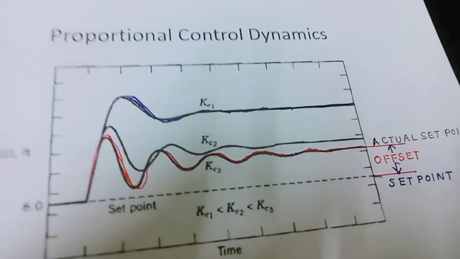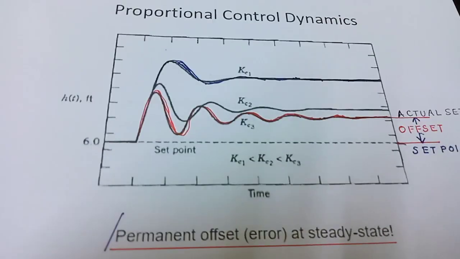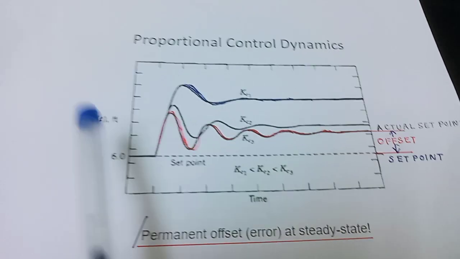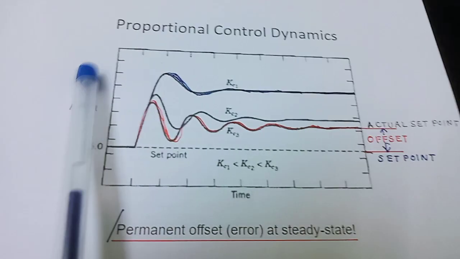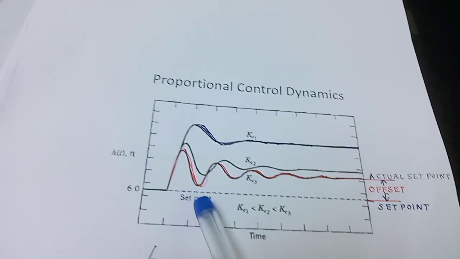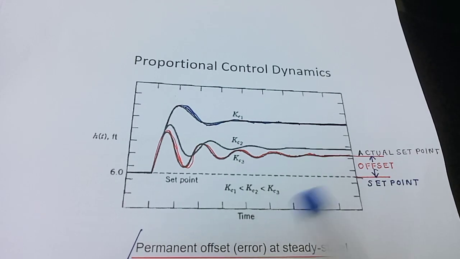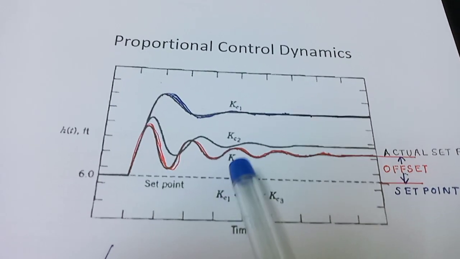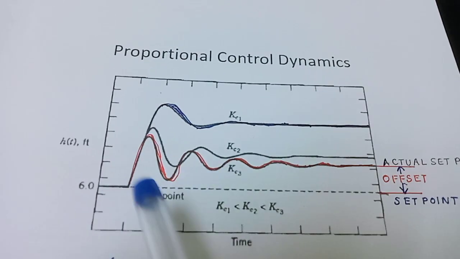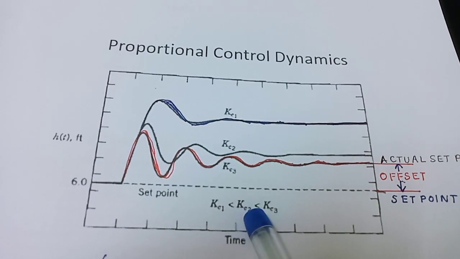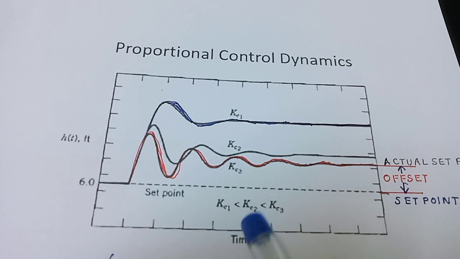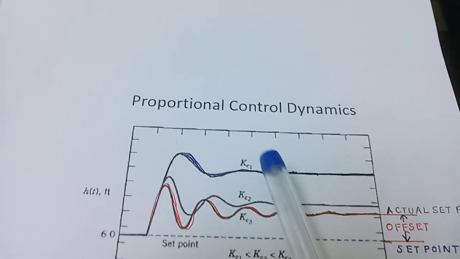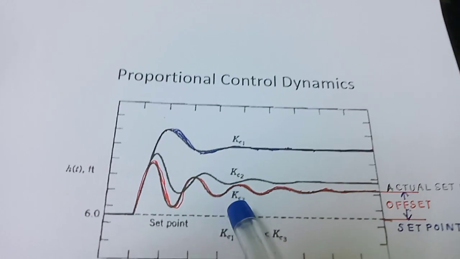Let us see the graph of level control. Here this is the time and this is the height of the tank. So this is a proportional controller graph. The first value is Kc3, the second is Kc2, and this is Kc1. So this is Kc1, Kc2, Kc3.